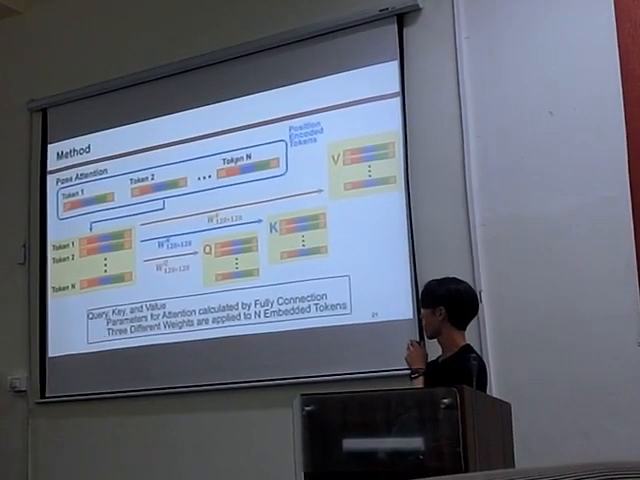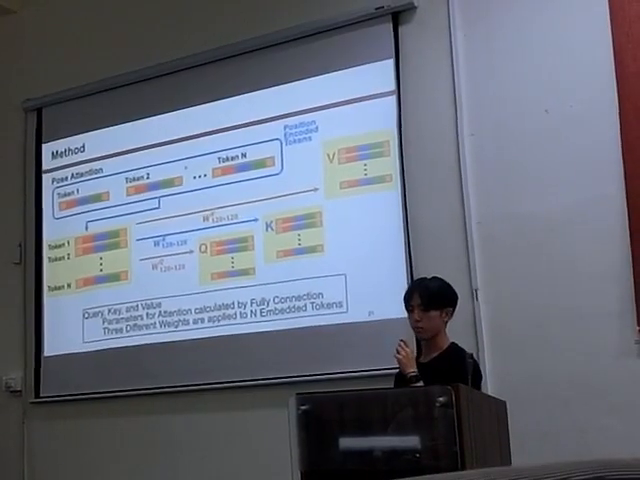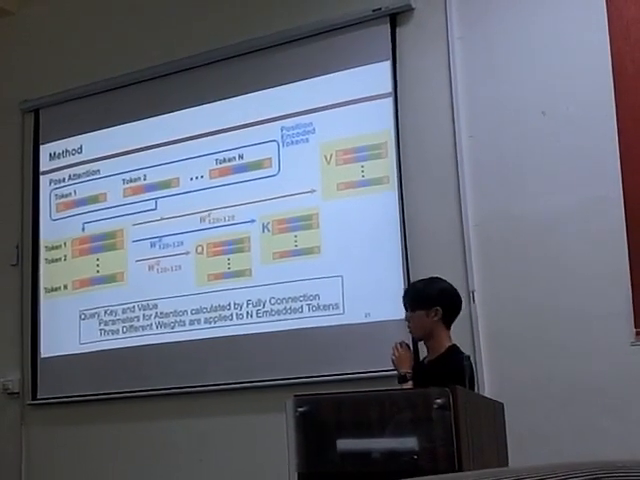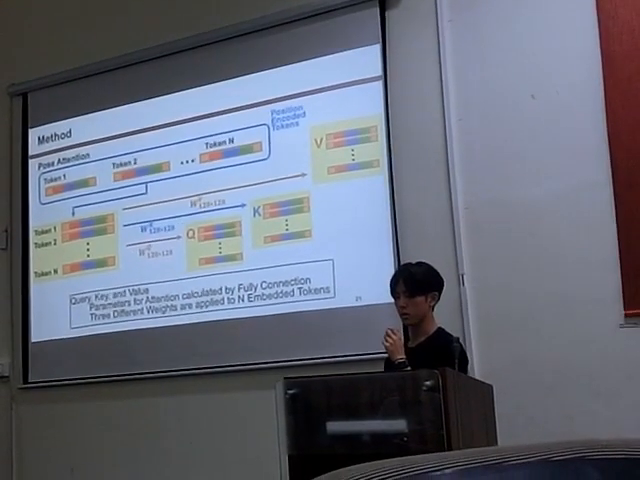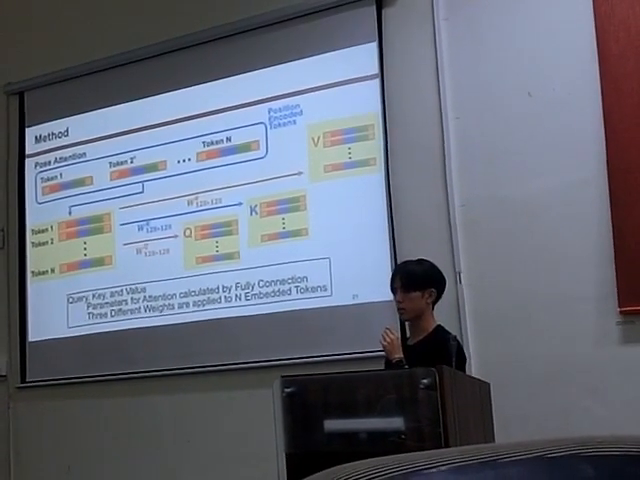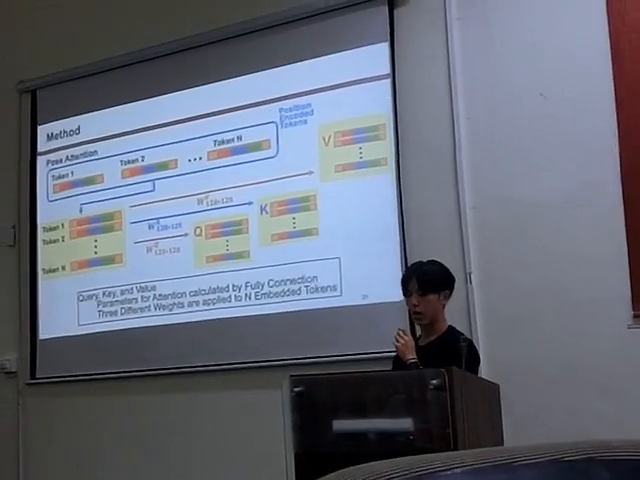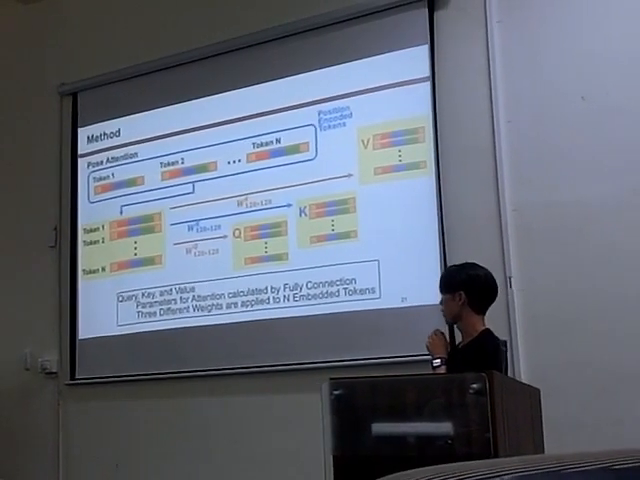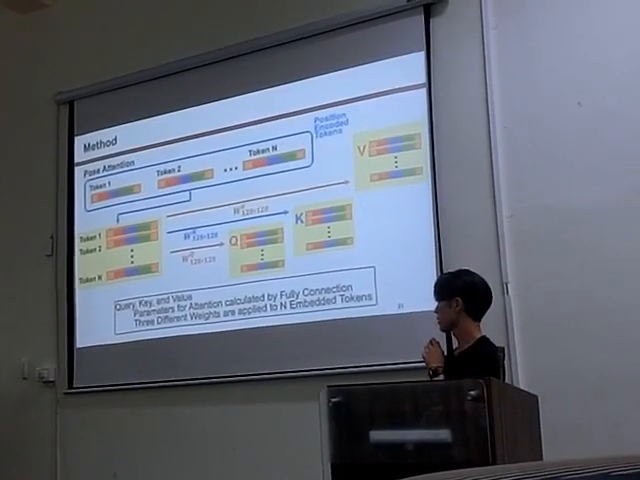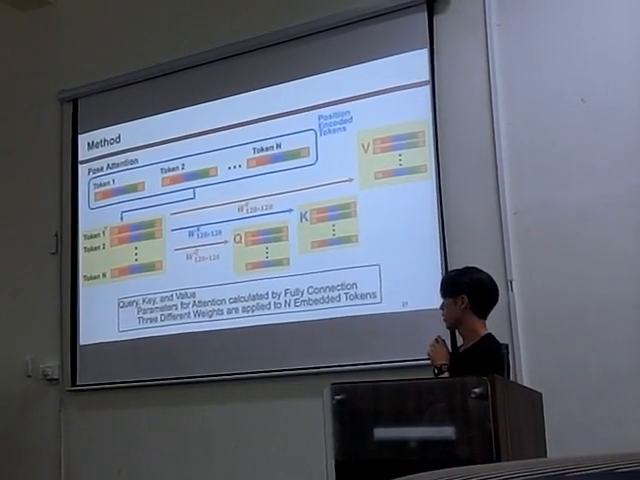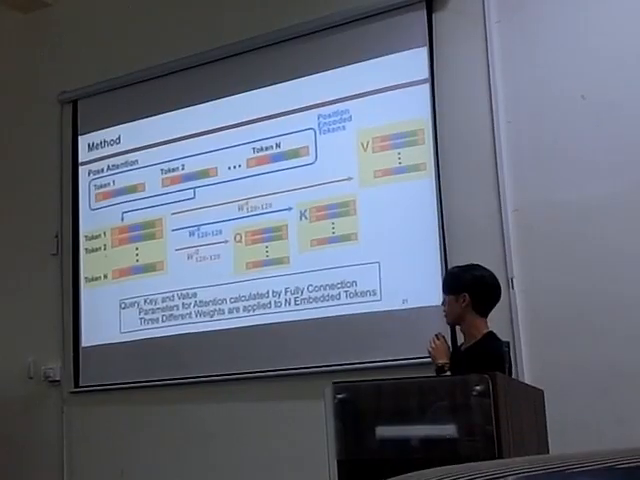Next, I talk about self-attention. Self-attention is the important point of my model. So there are n kinds of embedded tokens that I explained on the last page. So I line up each token to create a matrix. So the size of this matrix is 128 by n.